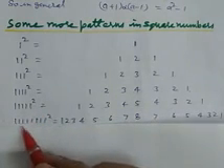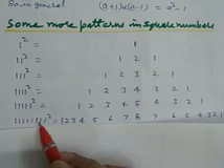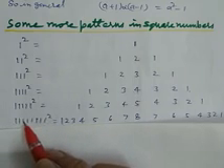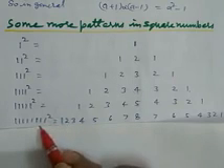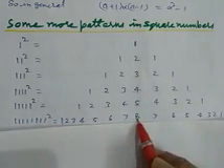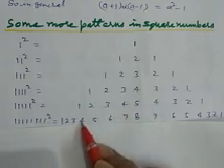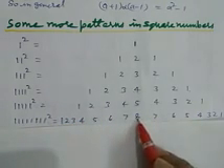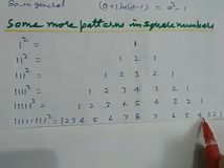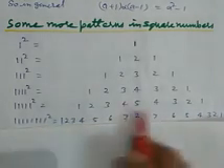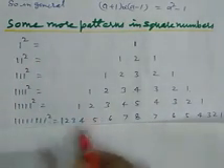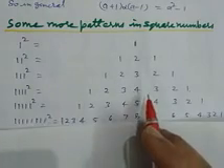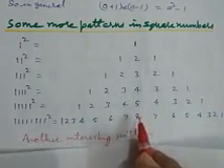Here 8 times 1. 1, 2, 3, 4, 5, 6, 7, 8. So the square of this starts with 8, 7, 6, 5, 4, 3, 2, 1, 8, 7, 6, 5, 4, 3, 2, 1. So this way the pattern of the squares of these numbers is followed. Okay. So remember some interesting things.